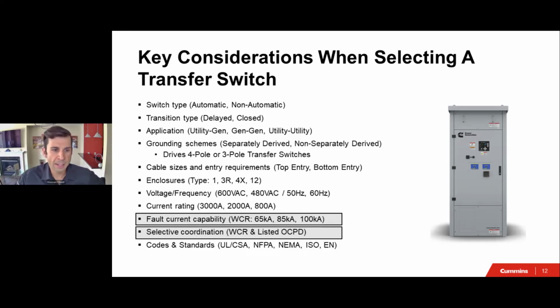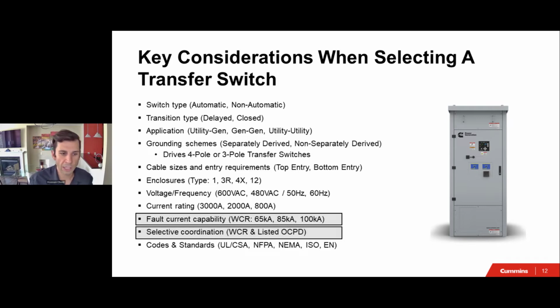There's the cable size and entry, whether it's top entry, bottom entry, or both sides, and then depending on whether this is inside an electrical room or outside, there is stainless steel enclosure, type 3R, type 1, NEMA 12. And obviously there is the voltage, what voltage we're using, 600 volts or other voltages, and obviously for us here in North America it would be 60 hertz. And then the current rating, the standard nominal current: 400, 800, 2000, 3000 amps, right?